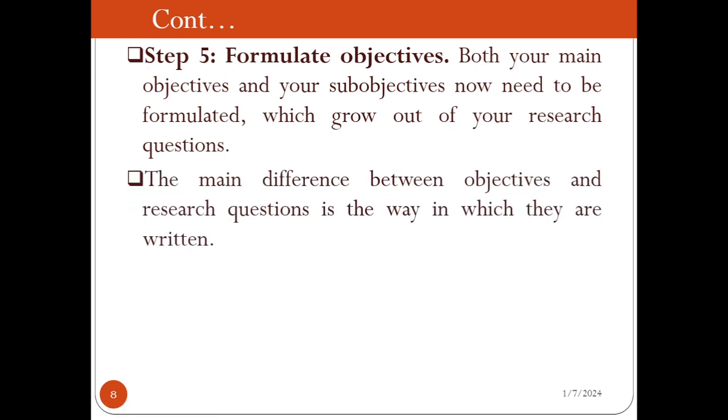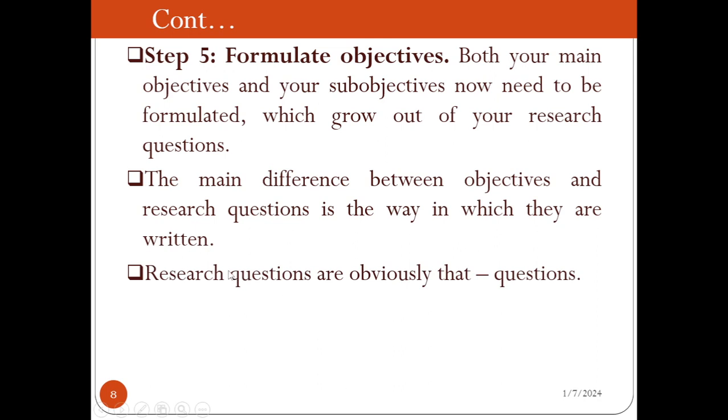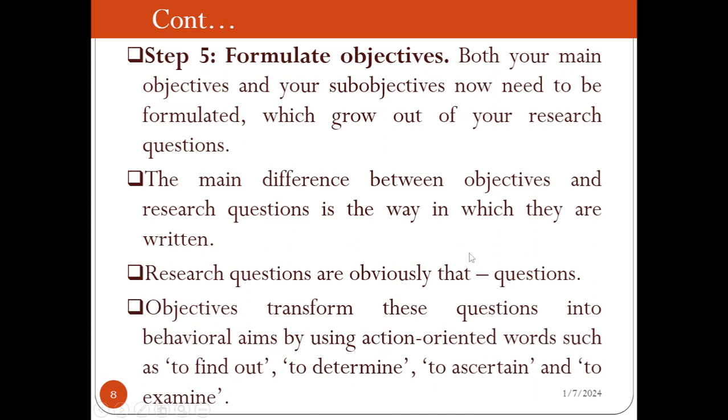So, and here the same thing, the author says the main difference between objectives and the research question is the way in which they are written. Right, I already said. Research questions are written in the question form, in interrogative form. However, objectives are usually written in positive structures. So here the author says research questions are obviously questions. Objectives transform these questions into behavioral aims or operational steps by using action-oriented words such as to find out, to determine, to ascertain, to examine. So these are what I already talked about.